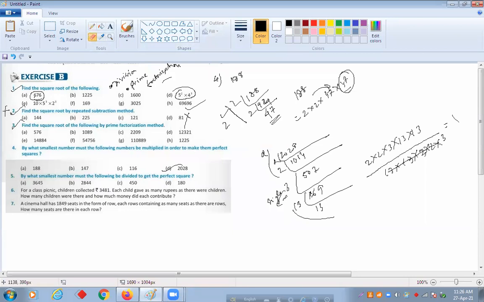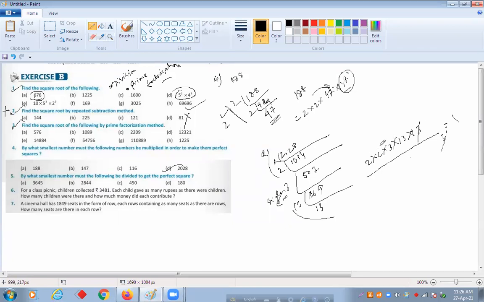Sir, if we divide by 3 only, then that will be a perfect square. That is what I want to show you here. See, if I am dividing it only by 3, then what will happen? The 3 and the 3 in the denominator will cancel each other.